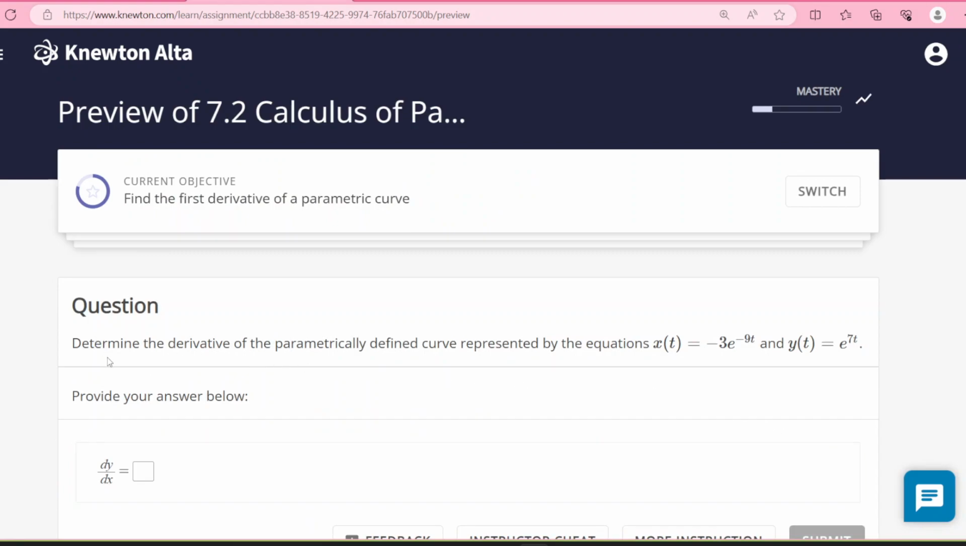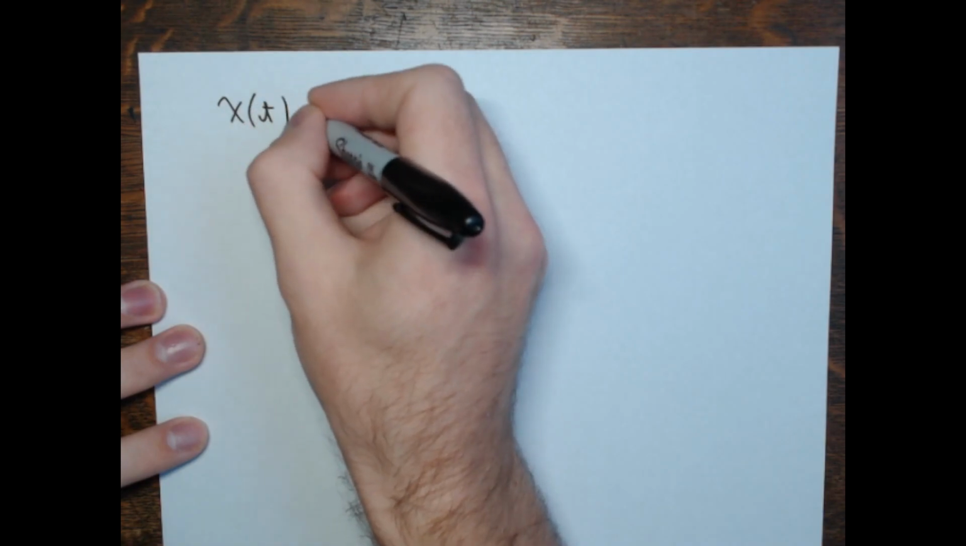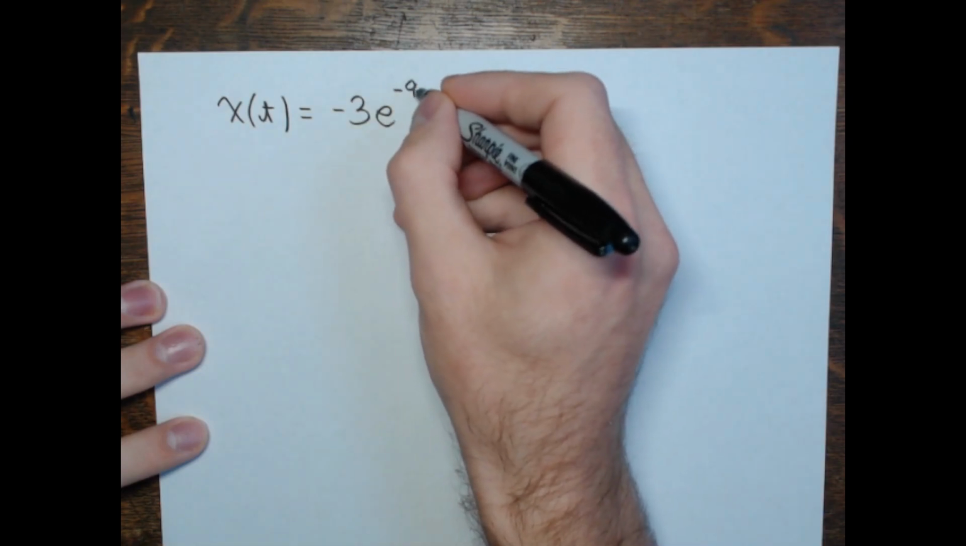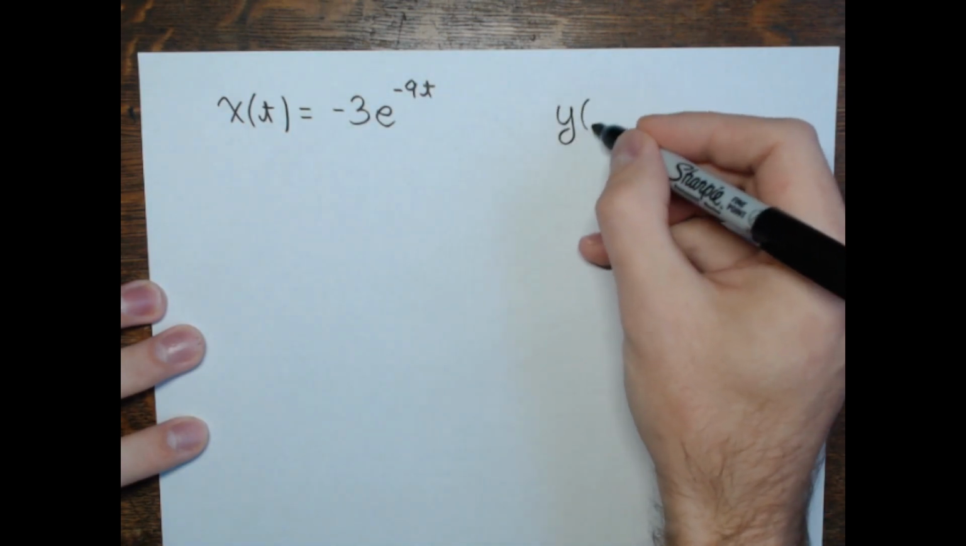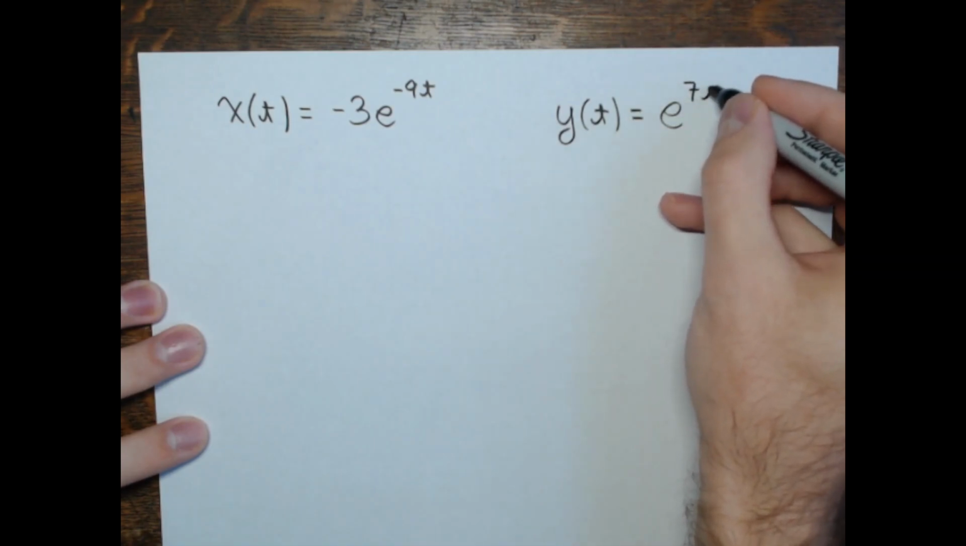All right, so this is once again just an expression to help me figure out the slope of the tangent line, dy/dx, the first derivative, for any given value of t. This one I'll actually write out because it's not just simple linear functions like the last example. So x of t is -3 times e to the -9t. y of t is e to the 7t.